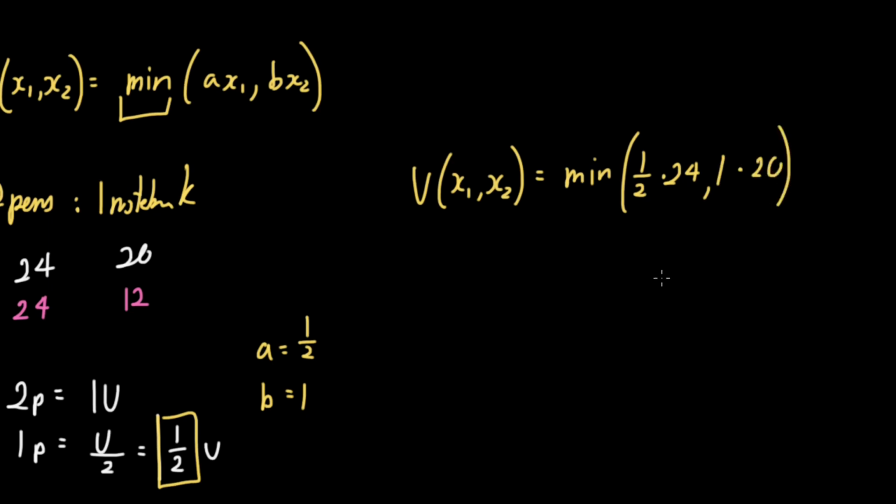Close parentheses. And when we solve the equation, what we find is we look for the minimum, or the smaller of the two numbers, when the first number is 1/2 of 24, so that is 12, and the second number is 20. 12 is smaller than 20, so the utility that 24 pens and 20 notebooks give our consumer is simply 12 utility. And what we see here is that the consumer actually has too many notebooks.